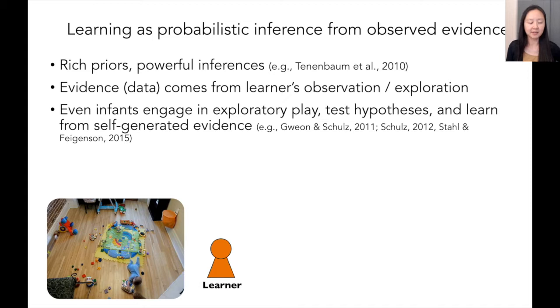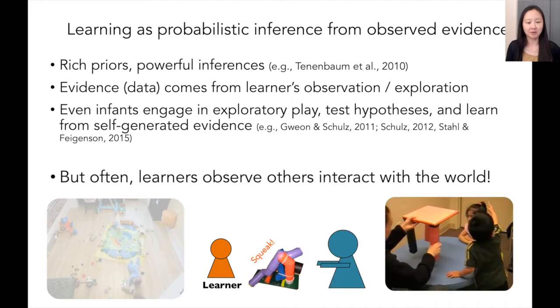And consistent with this, developmental psychology has also found evidence that infants, like this one over here, engage in exploratory play, test hypotheses, and learn from self-generated evidence. And so, for instance, this learner might come across a toy, play with it, and discover how the toy works. But as I emphasized earlier, children are rarely alone, and often they observe other people interacting with the world.